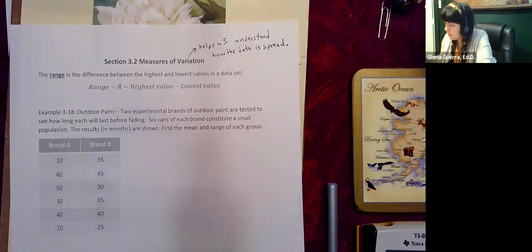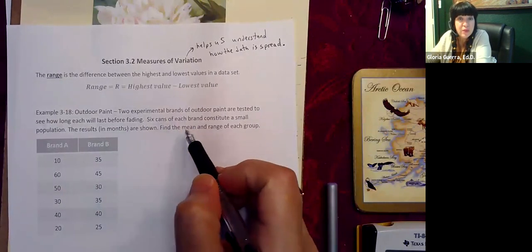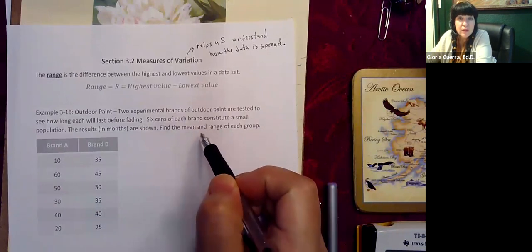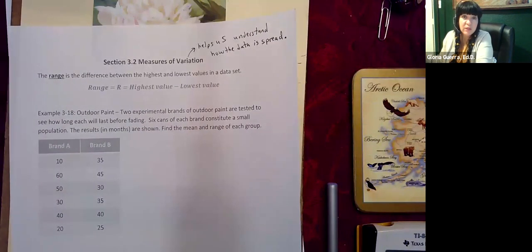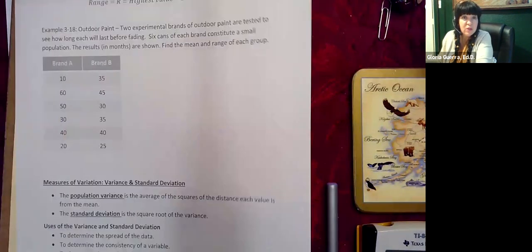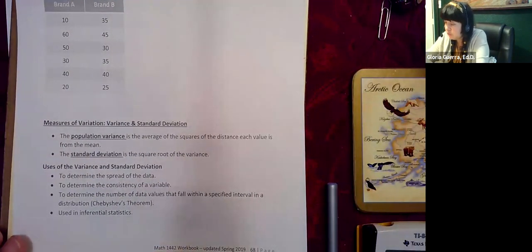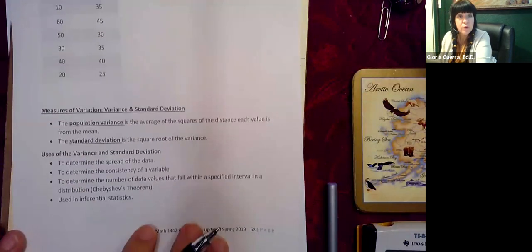Okay, and so I'm actually not going to do this problem. They want you to find the mean and the range of each group here. And in the past when we did 3.1 we did work on mean, where we take the average of things. And so I'm actually not going to do that problem. I want to focus more on these measures of variation. And so we have some definitions though to go over.